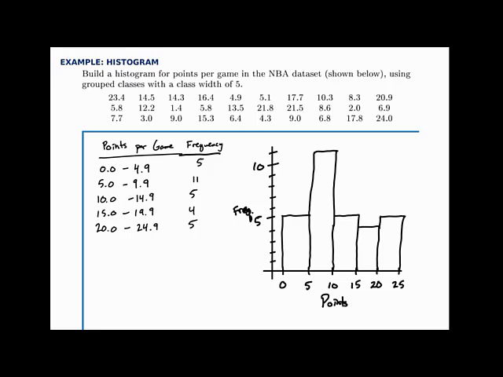So each class, each category, gets a bar with the height representing the frequency. It's relatively simple once you've drawn the frequency table, which just consists of counting the ones that fit into each class.